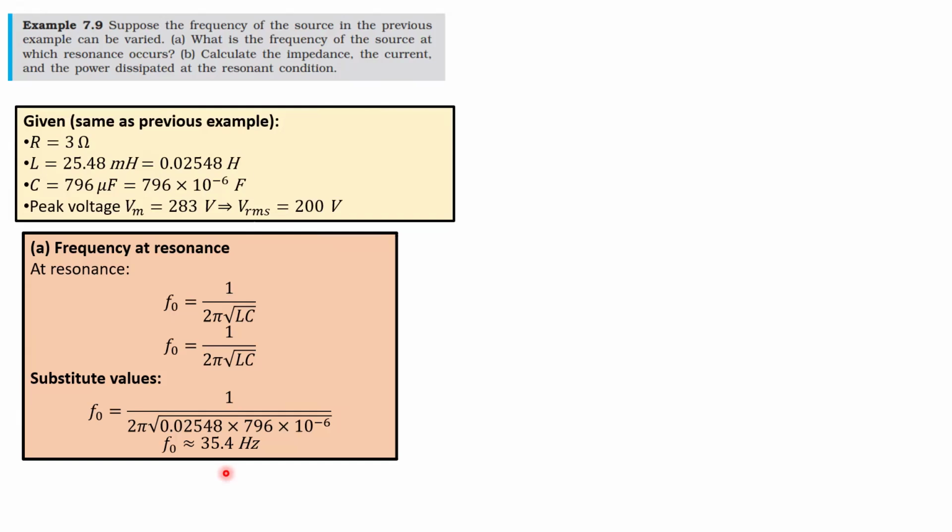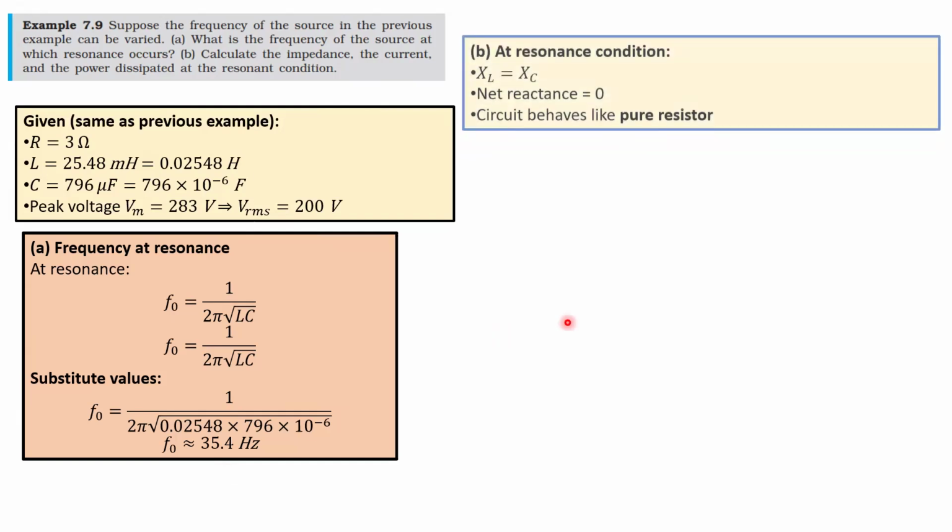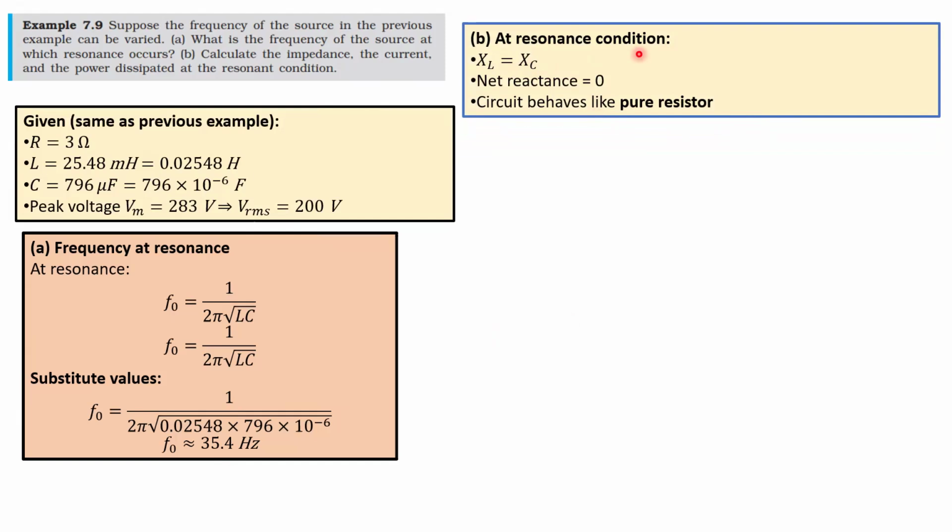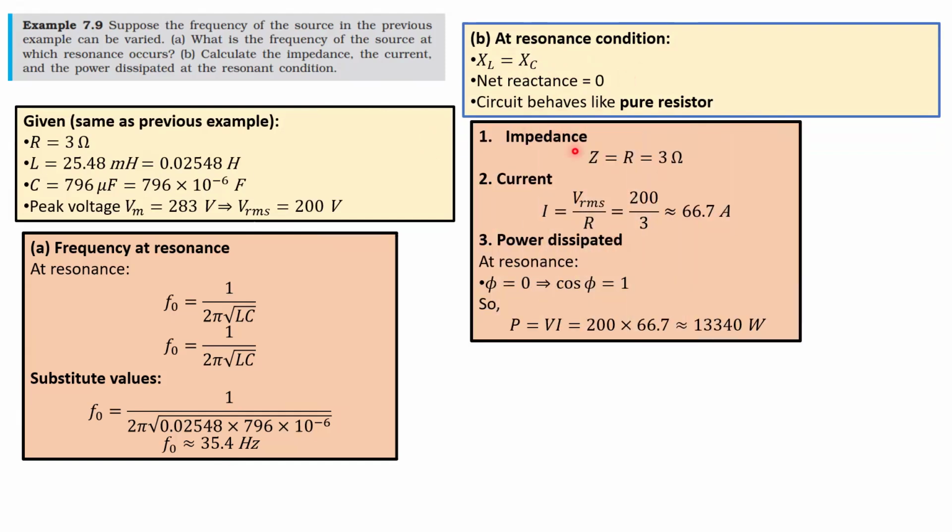Okay, now second part. At resonance condition, XL equals XC, so net reactance equals 0. The circuit behaves like a pure resistor. What is the impedance? When the circuit is under resonance, impedance equals R and current I equals VRMS divided by R. That is IRMS we are finding out. 200 by 3, 66.7.